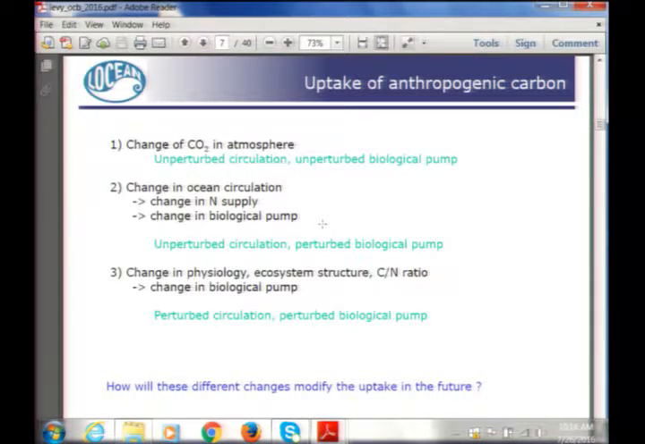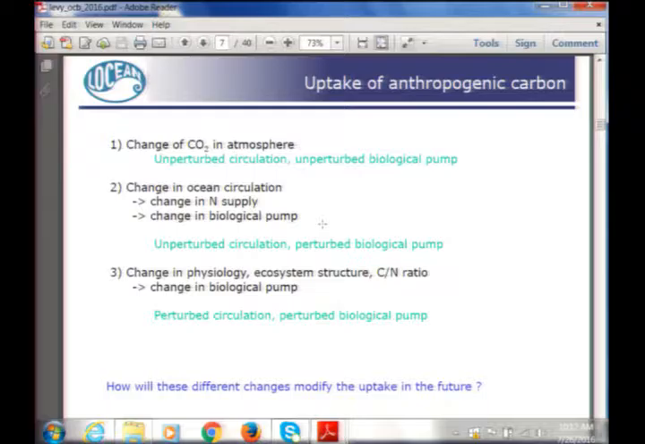A second step is if you have a change in the ocean physiology of the biological pump, you can have a biological pump which gets more or less efficient. So you can have circulation of the ocean which remains the same, and you can have some change in the physiology, and so you can change your uptake by the ocean.